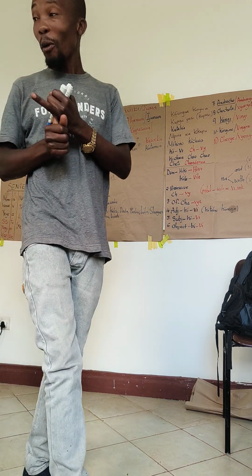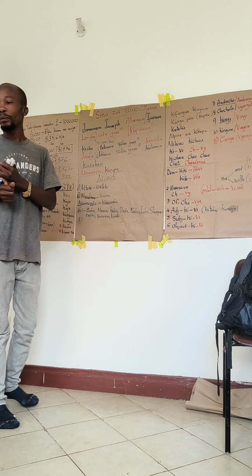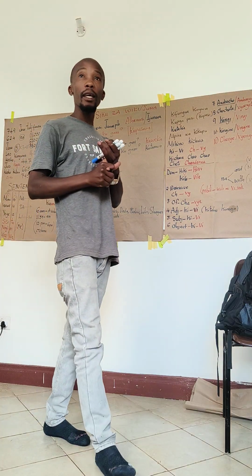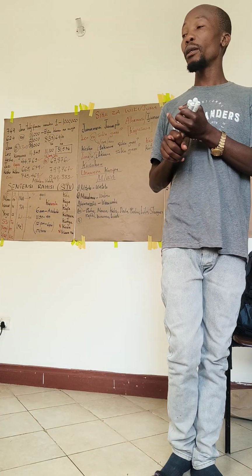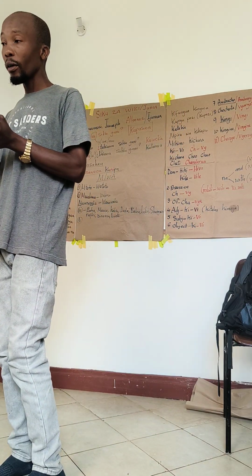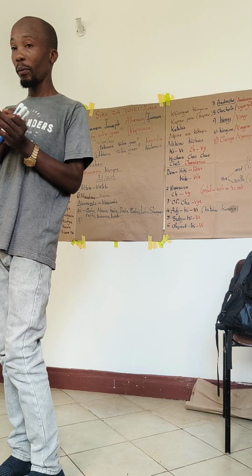I'm just kidding. Hippo. Hippo is kiboko. K-I-B-O-K-O, kiboko. That is hippo. So hippo, if it's plural, will be viboko.